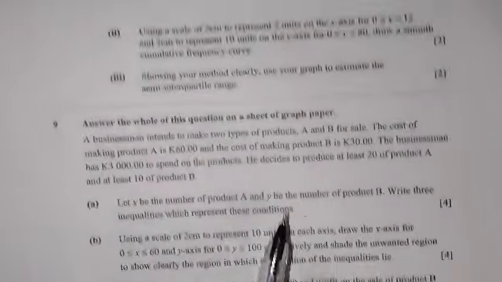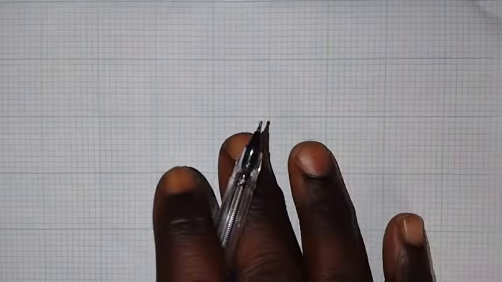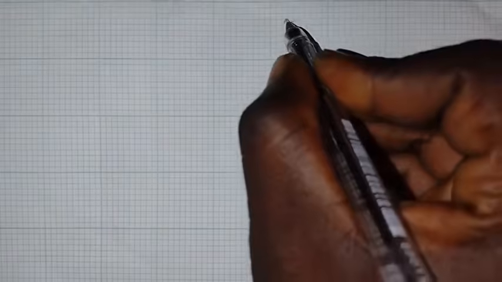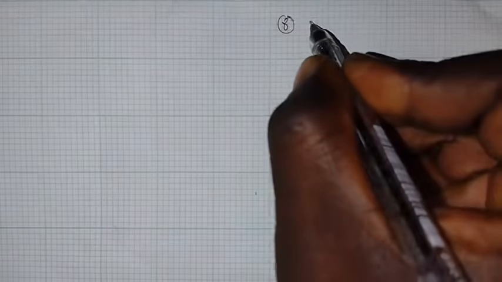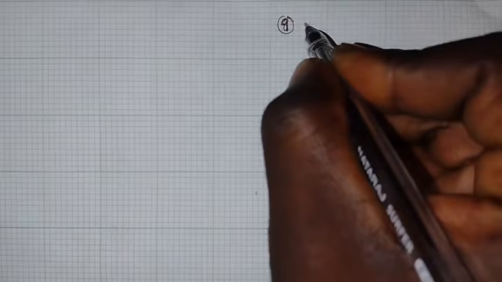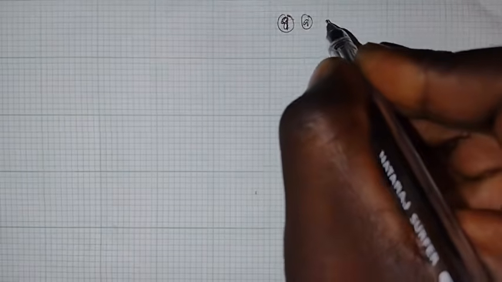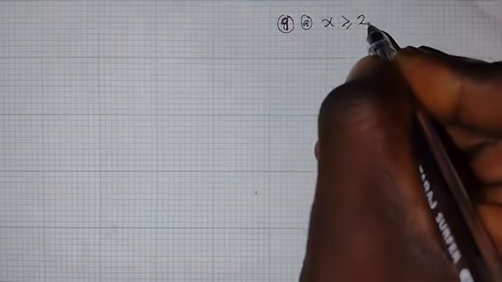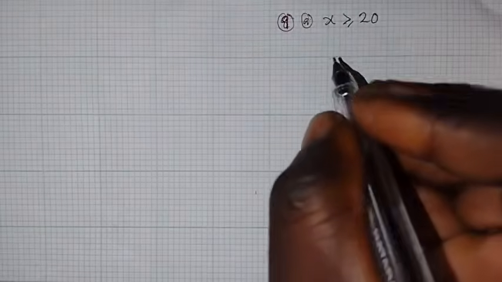So we are going to write our first inequality here. You need to indicate the question number. This is very important. This is question 9 and we are answering for question A. So X greater than or equal to what? 20. This is our first inequality.